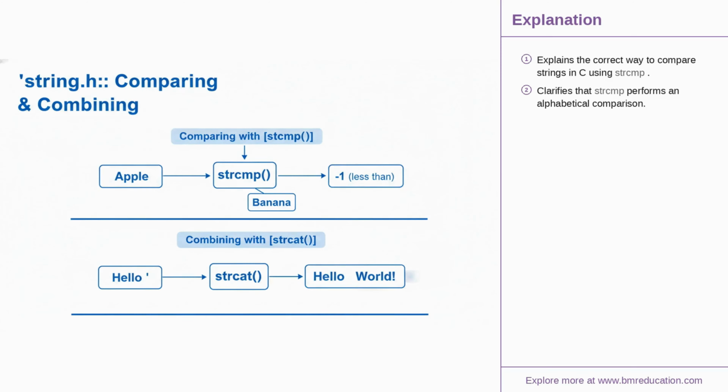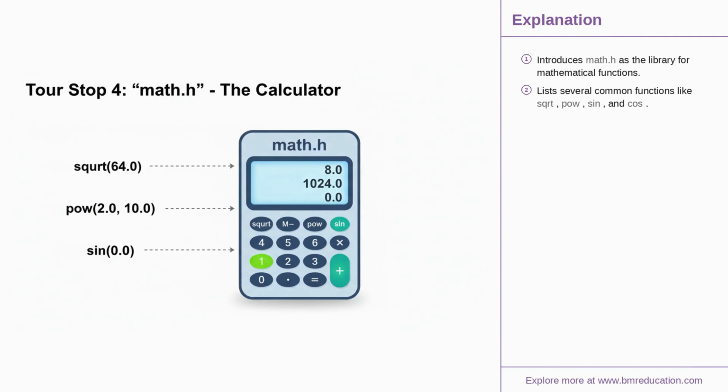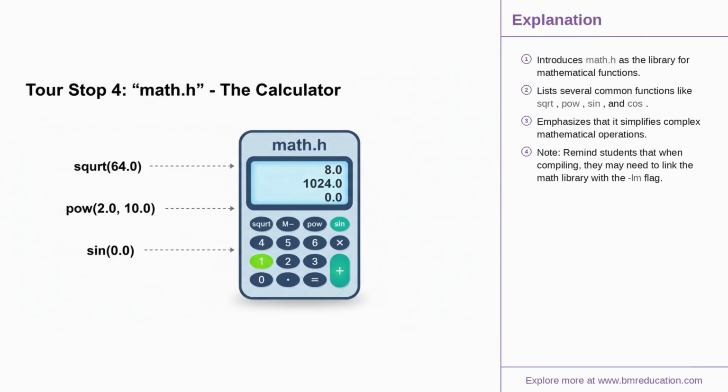Next, let's look at comparing and combining strings. To see if two strings are identical, you can't use the double equal sign. Instead, you must use strcmp, which compares them alphabetically and tells you if one is less than, greater than, or equal to the other. To join two strings together, you use strcat, which appends a copy of one string to the end of another.